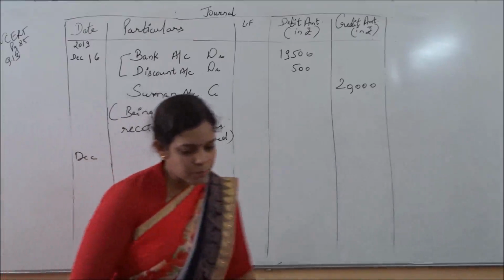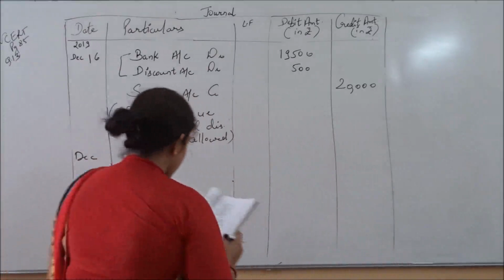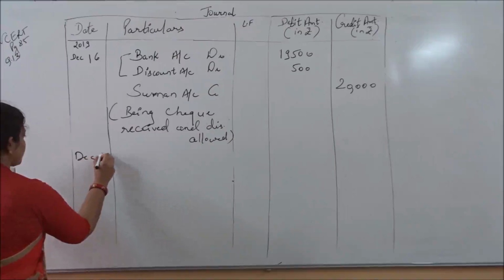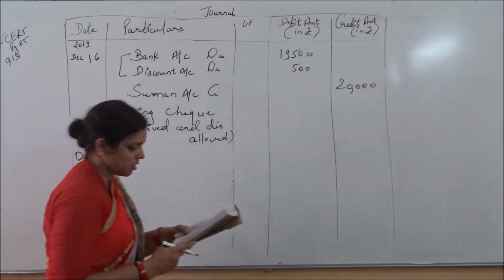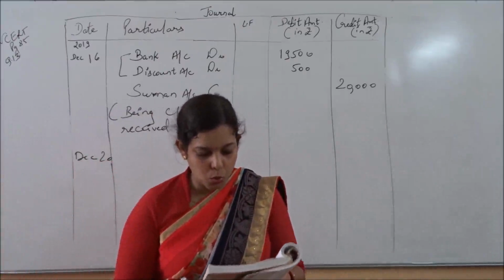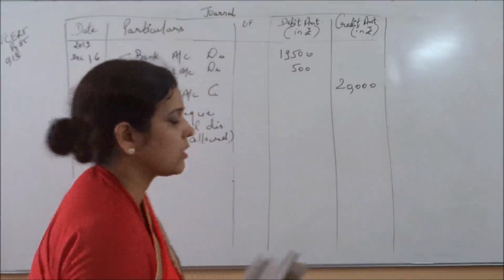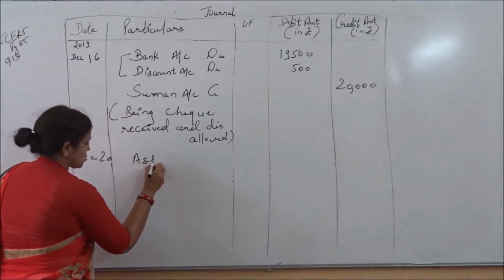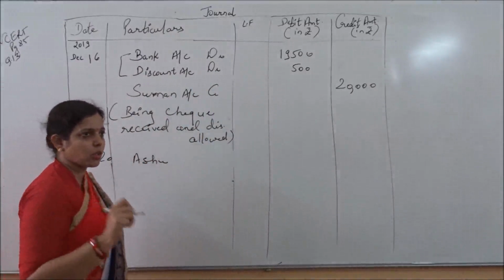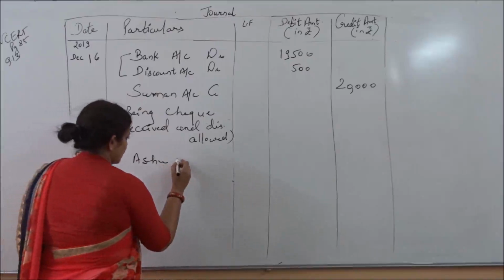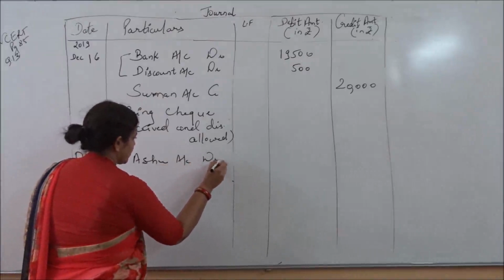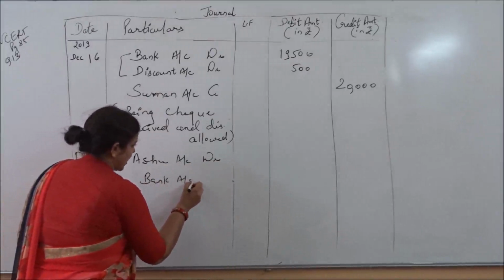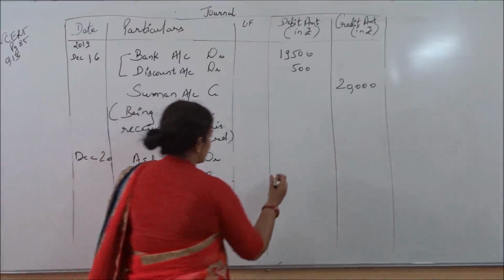This full settlement has been done with Suman for rupees 20,000. Now the next transaction is December 20. What is the transaction? See, check given to Ashu on account, rupees 10,000. Check is given to Ashu. Who is the receiver here? Ashu. And according to the rule, receiver is always debit. Ashu account debit. Check is given, so bank account, bank name will come, not cash. Credit. How much amount? 10,000.